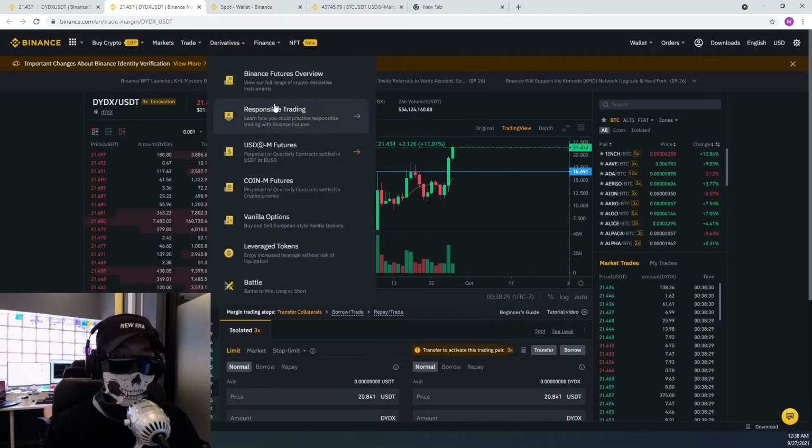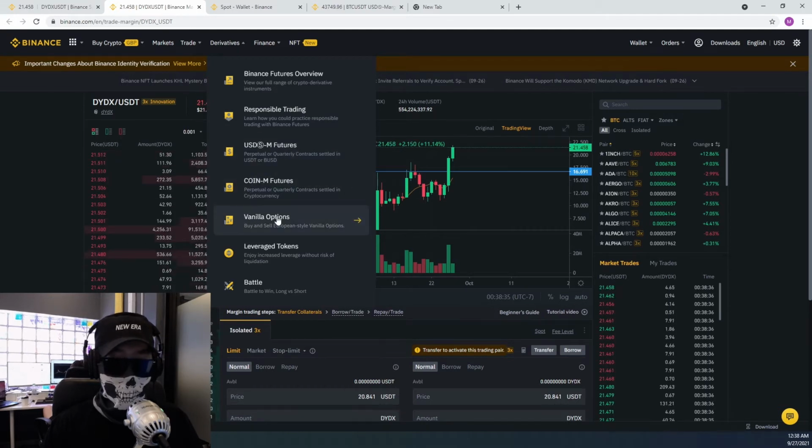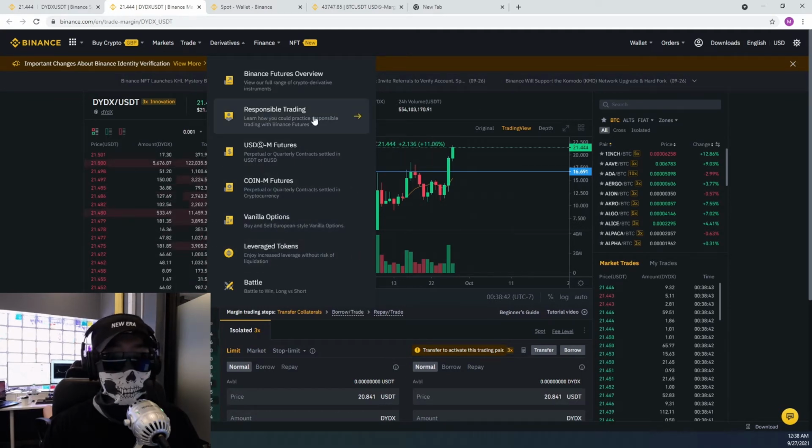All right, so there's a couple different ways to use futures. You got USDM futures and you got CoinM futures. I don't use options. I don't do leverage tokens. These could really screw you up. And if you want to check out the responsible trading section, definitely go check it out. I would definitely recommend it because I did wipe my account many times because I was very irresponsible. So if you're just getting started, take a look at that.